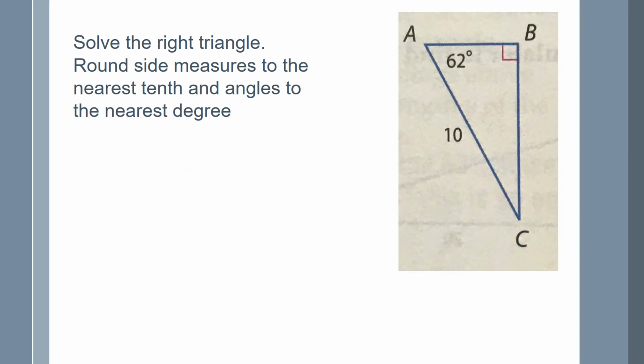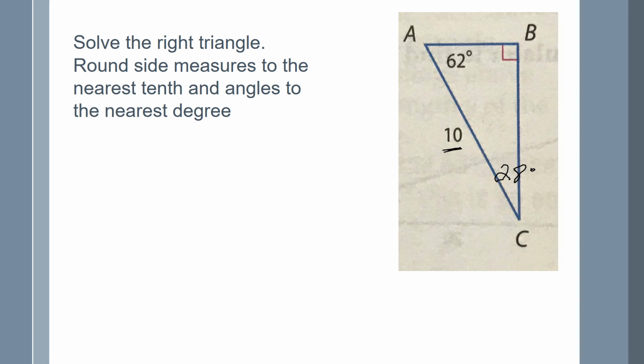All right, let's solve this one. Now we are only given one length, right? So we have one angle, 62, and the hypotenuse. Angle C is pretty easy to find. That's going to be 28 degrees. That's low-hanging fruit right there. 62 plus 28 equals 90. But now we got to find AB and BC, and we're going to have to round those to the nearest tenths. So we know the hypotenuse, so we can use sine or cosine.